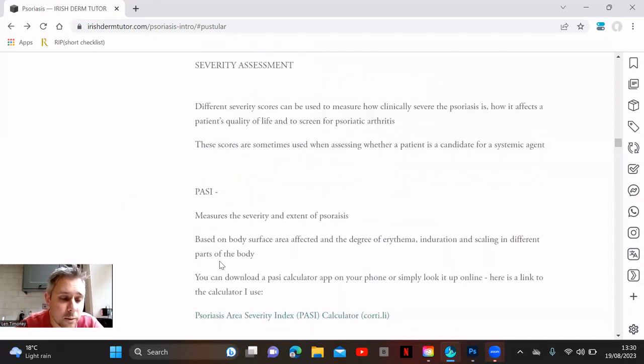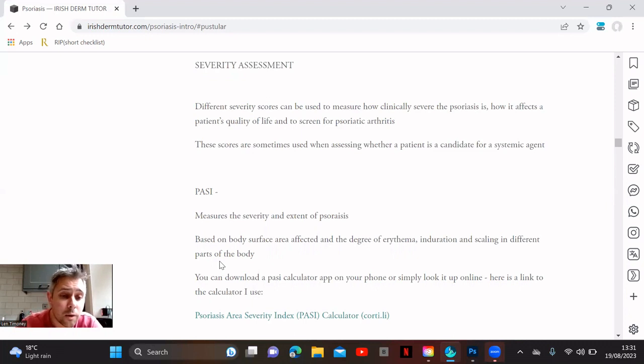So obviously, when you're dealing with a patient that has psoriasis, it's very important to do a severity assessment, both on the objective, how much of the skin is involved, but also how much is affecting the patient. And this really can guide what treatments are appropriate. And sometimes you need a certain amount of severity to give a certain treatment. So different severity scores can be used to measure how clinically severe the psoriasis is, how it affects the patient's quality of life, and to screen for psoriatic arthritis.